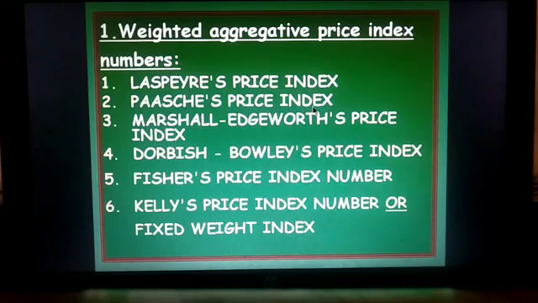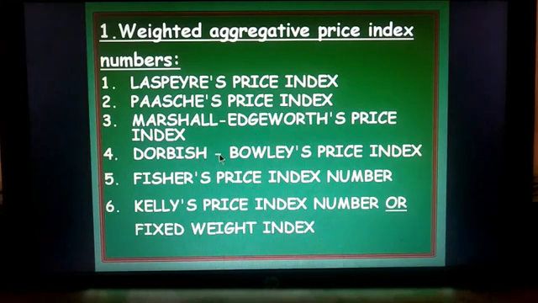Then for Paasche's price index number, the weight applied is current year quantities, which is nothing but Q1. And then for the Marshall-Edgeworth price index number, the arithmetic mean of Q0 and Q1 is applied as the weight. That means Q0 plus Q1 divided by 2 is the weight applied. I mean to tell, for Laspeyres' Q0 is the weight, for Paasche's Q1 is the weight, for Marshall-Edgeworth Q0 plus Q1 divided by 2 is the weight applied.